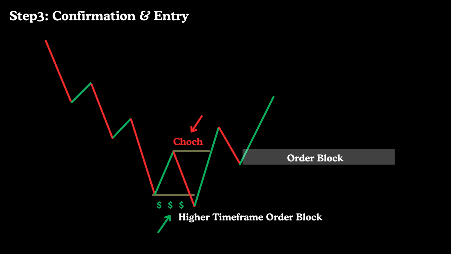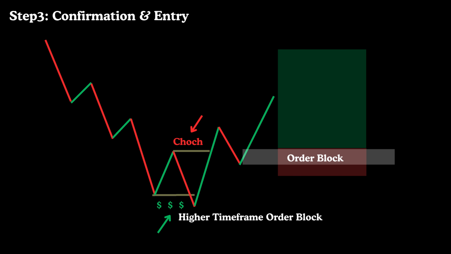It's important to note that this lower time frame order block doesn't have to be located inside the higher time frame order block zone. After identifying the order block on the lower time frame, we place a buy limit order at the beginning of the order block and set our stop loss just below it.